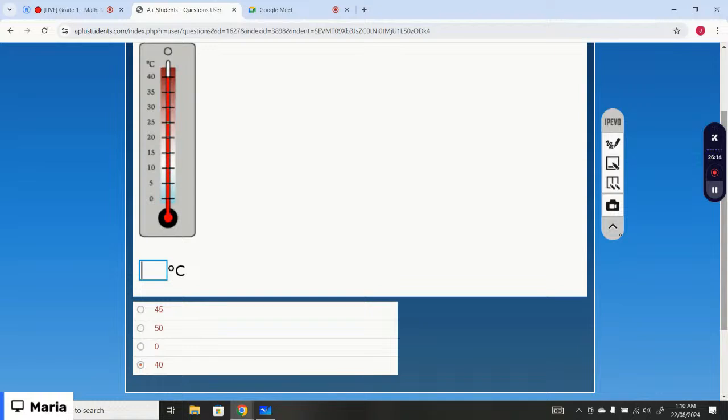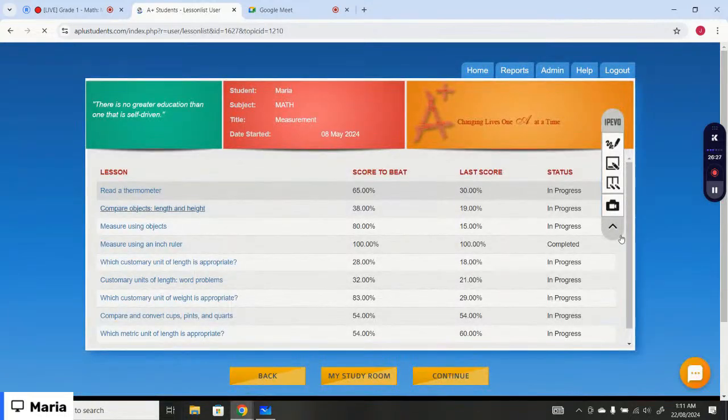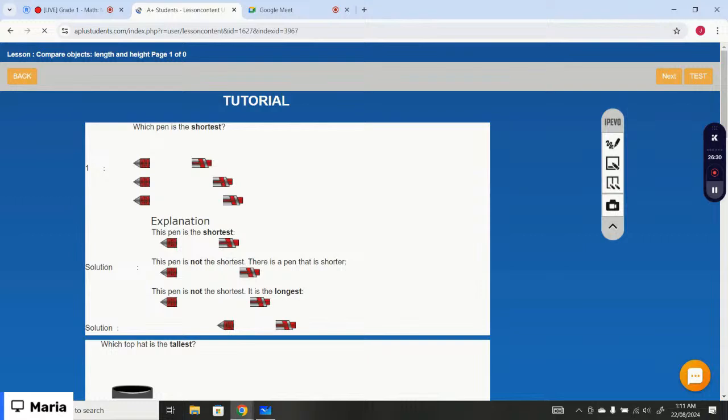And the next lesson is compare objects length and height. Which pen is the shortest? So you are given three of the pens. Basically, you are going to compare the lengths, right? So you have to find the one that is the shortest one.